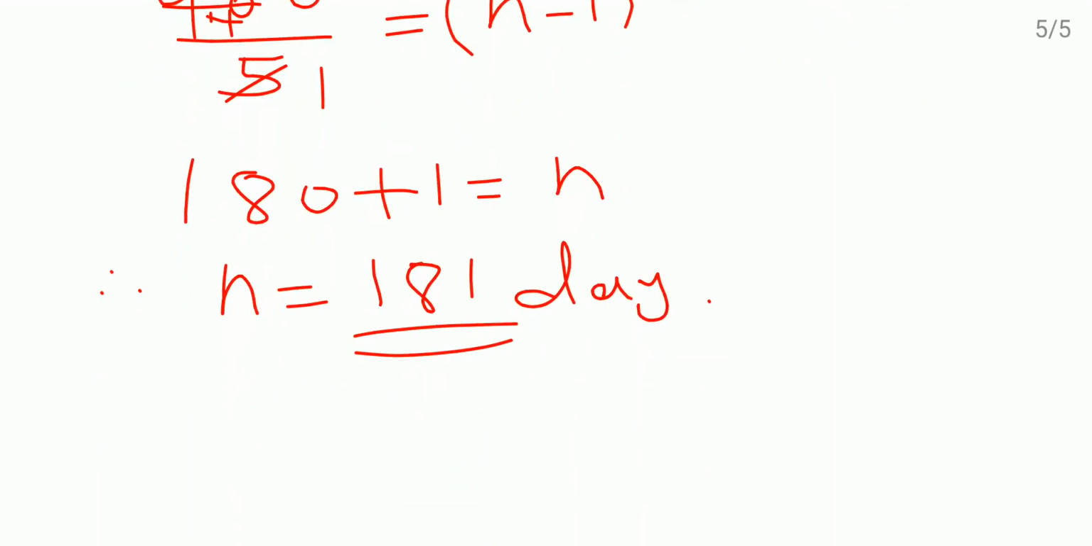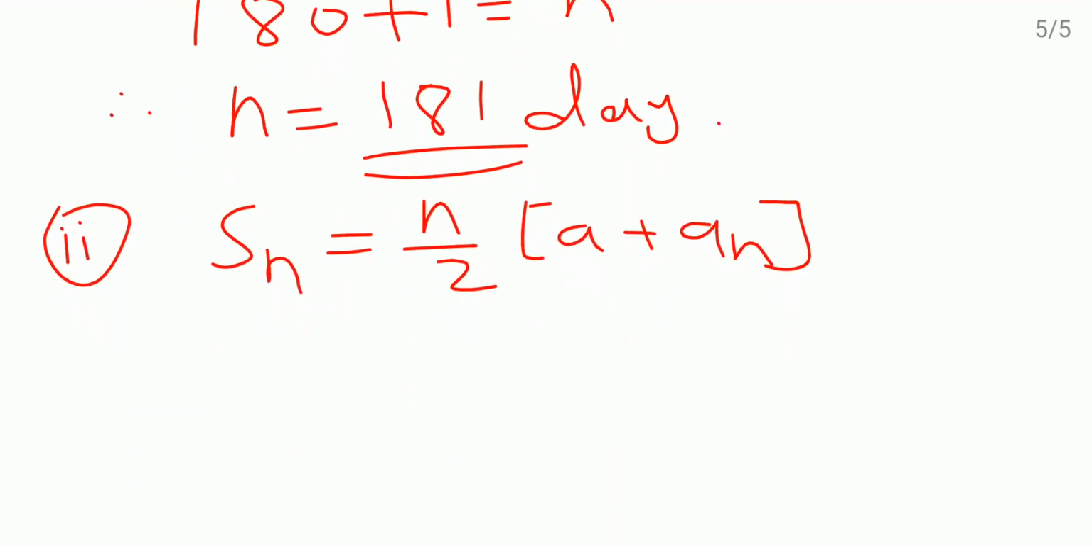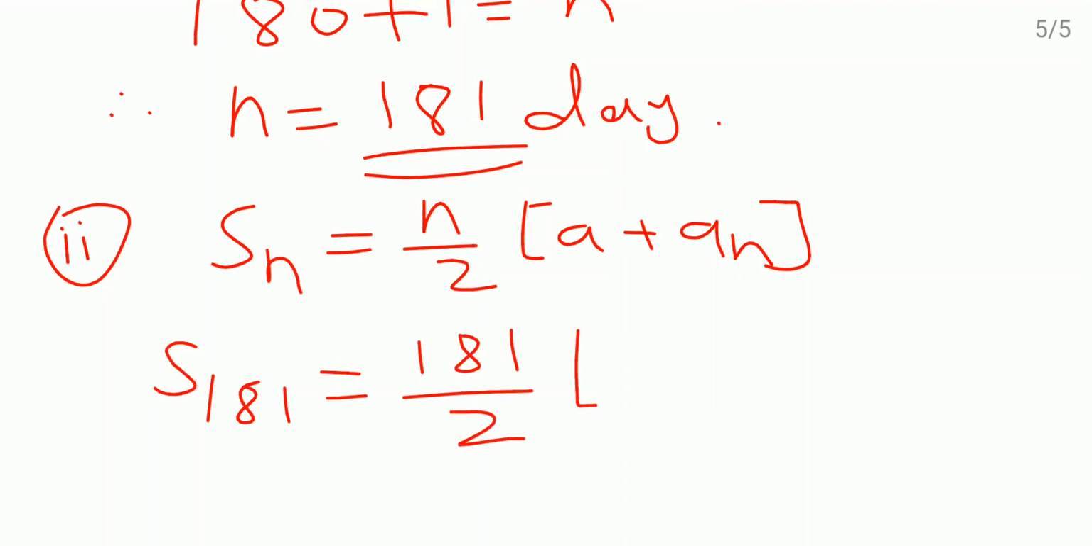So we'll write down the answer of the second question here. So the sum of n terms. The formula is what? n by 2, first term plus the nth term. So how many terms are we having here? 181. So the sum of 181 terms is equal to 181 by 2. The first term was 3000 and the last term 3900. Correct.